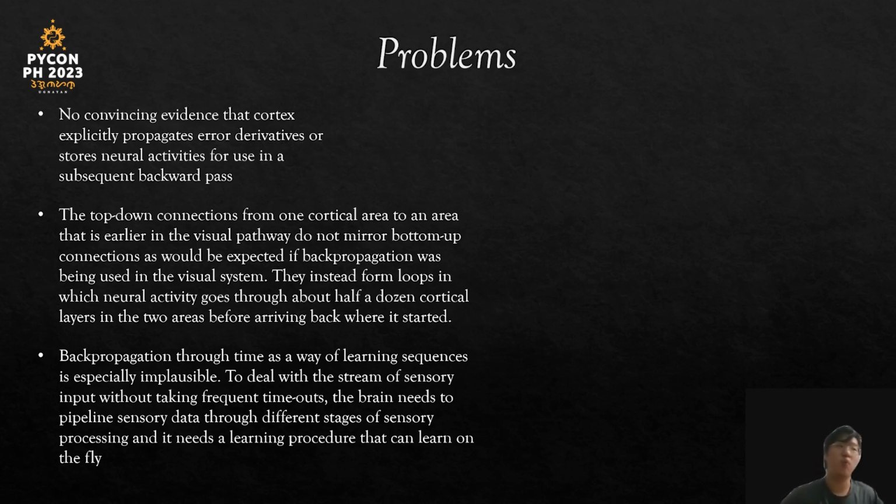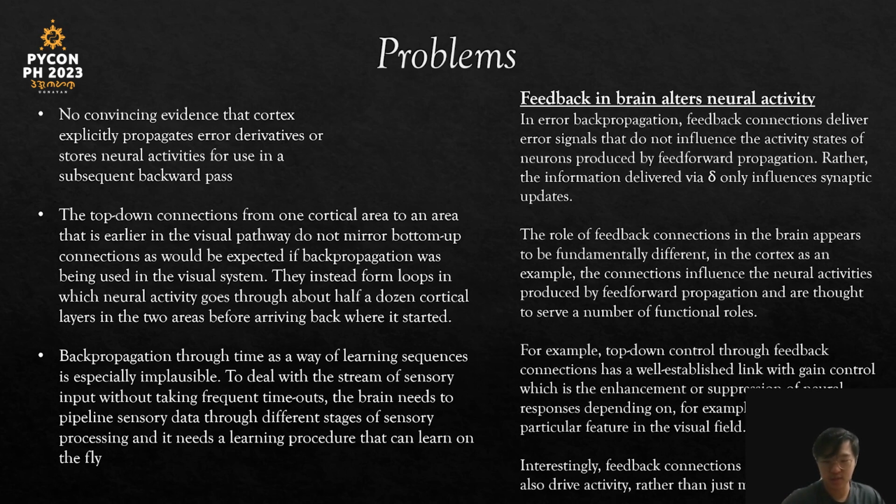Also, out of all the major difficulties, there's actually a lot of major difficulties, but one of them caught my eye. It was extra interesting to me, and that is this. In Backpropagation and the Brain, by Lillicrap et al., they stated that feedback in the brain alters neural activity, and that's one of the major difficulties for why backprop can't be used in the brain.